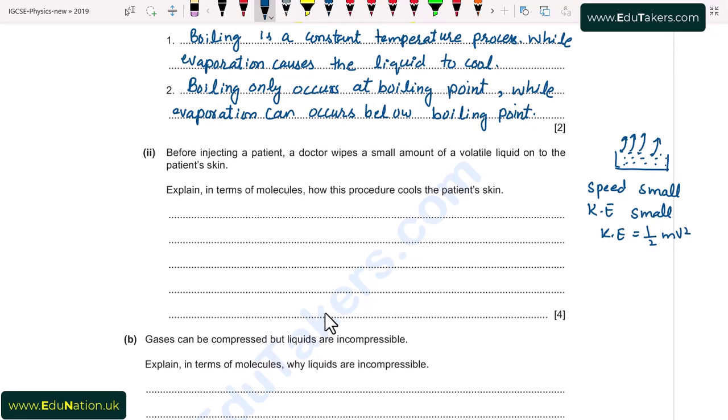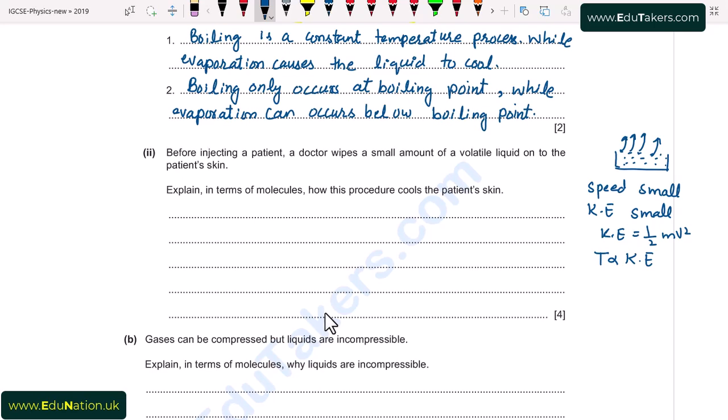When speed is small, kinetic energy will also be small, and kinetic energy is related to the temperature. I simply say that temperature is directly proportional to kinetic energy. When kinetic energy is smaller, temperature will also be low. As a result, there will be cooling.